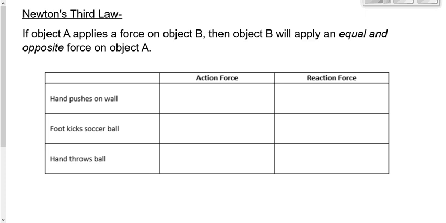All right, we got 3 examples here that we went over on Friday, but we'll go through them quickly again here. We talked about object 1 and object 2, or object A and object B, and the action forces, reaction forces. They're not usually that hard to identify. The action force is the first force that we have. In this case, when a hand pushes on the wall, the action force is the hand on the wall. What's the reaction force? If the hand pushes on the wall, then the wall pushes on the hand.